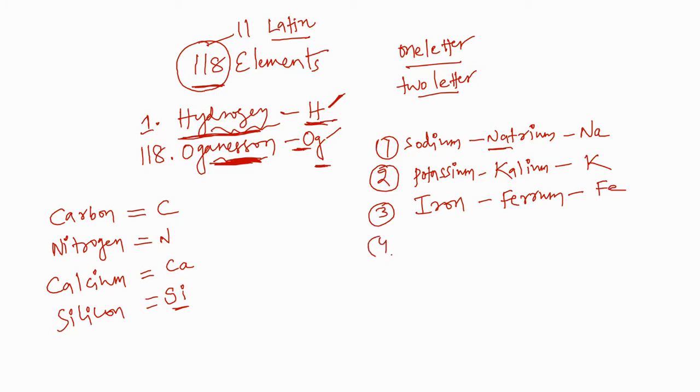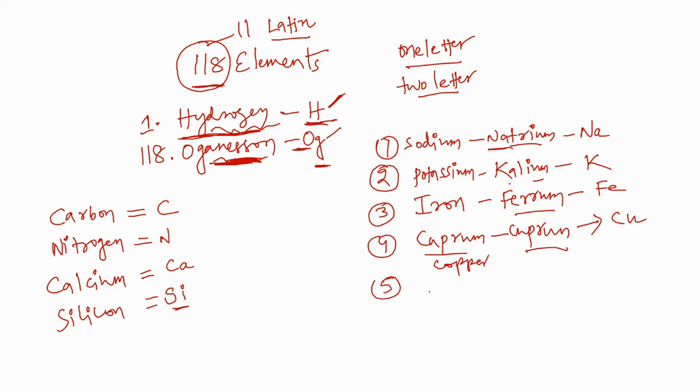And as well as the fourth one is cuprum, nothing but copper. Copper's Latin name is cuprum. So you can write the symbol for copper, Cu. So from the Latin names we are taking symbols, that you have to understand here. And next I can write here argentum, nothing but silver. Silver's Latin name is argentum. So the symbol is Ag.